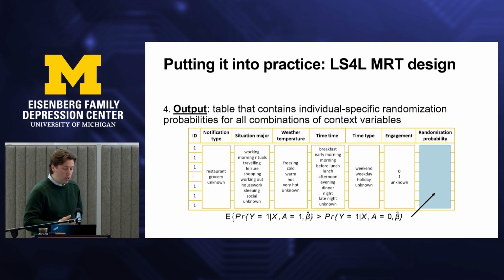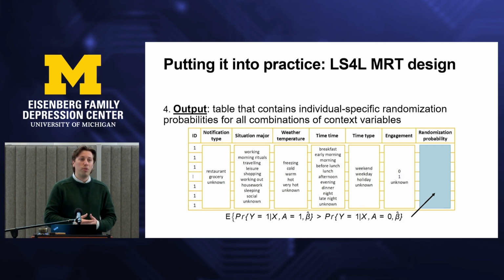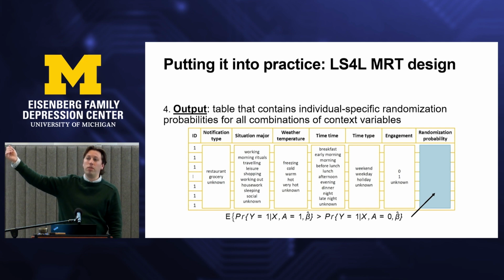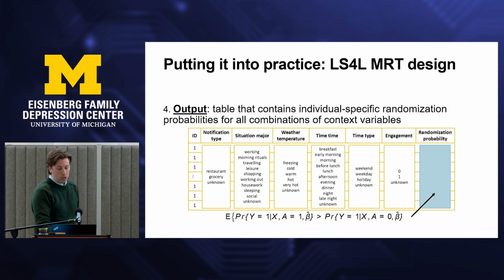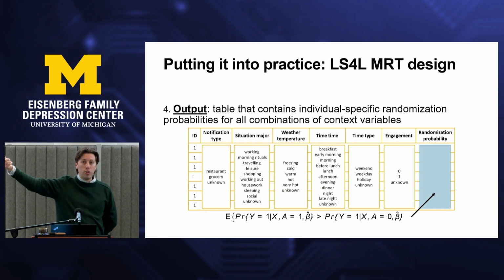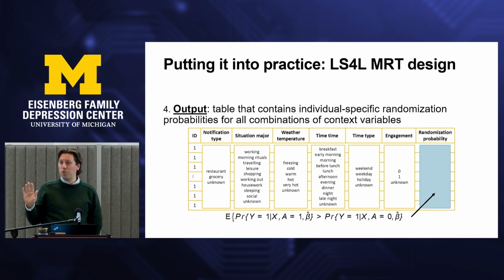At the end of the day, what we build every month, or every second month, for an individual in our study, is what we call the mega table. I don't know how it came about. For every possible configuration of your context, we would have the randomization probability from our algorithm. So every version of notification type, situation, weather, time type, and engagement, every configuration would have a randomization probability associated with it. And this whole table is like 15,000 columns or rows. The reason we did this, it is not the most efficient way to do things.